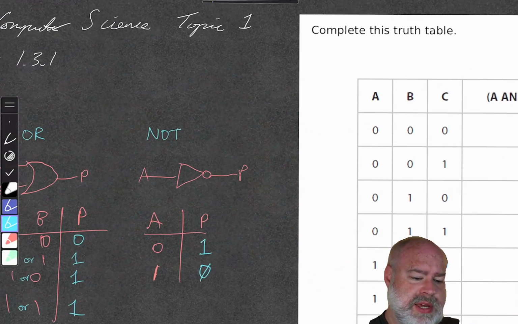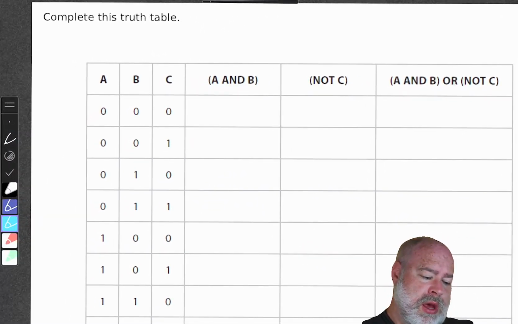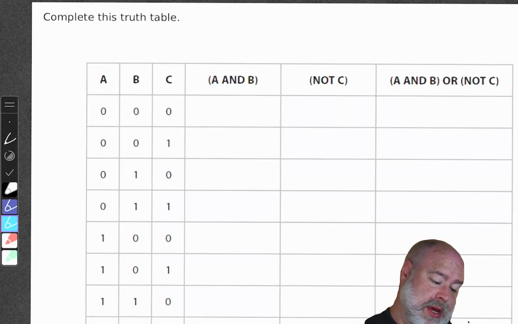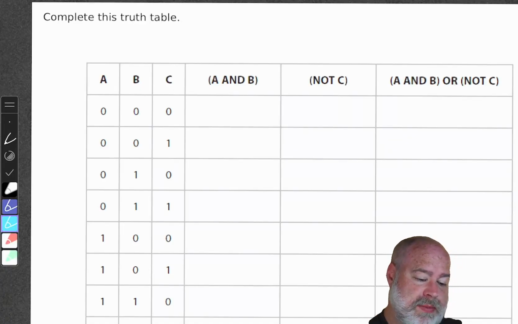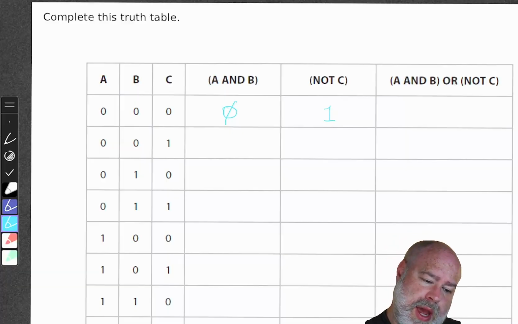So let's look at an exam style question here. Complete the truth table. Okay, A and B. Well, A and B is most definitely 0. Not C is the opposite of 0, which is 1. And here we go. We know what this expression is, A and B. We know that's 0. Or not C. So 0 or 1 equates to 1.